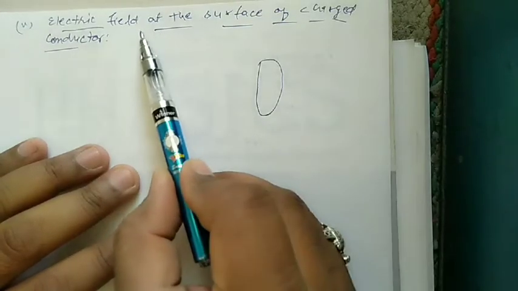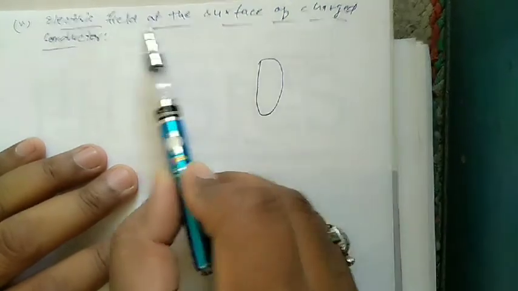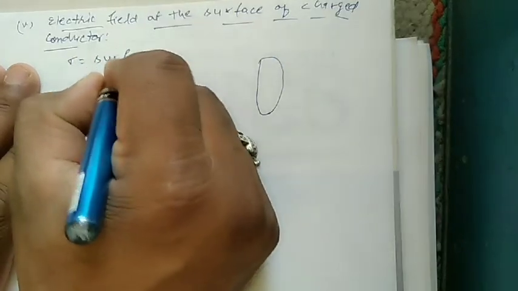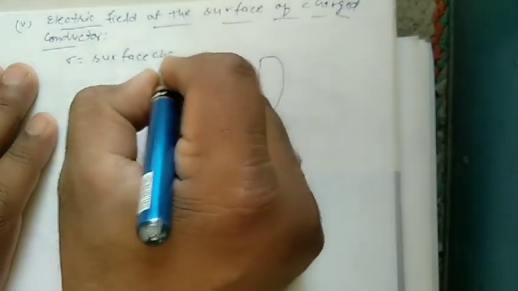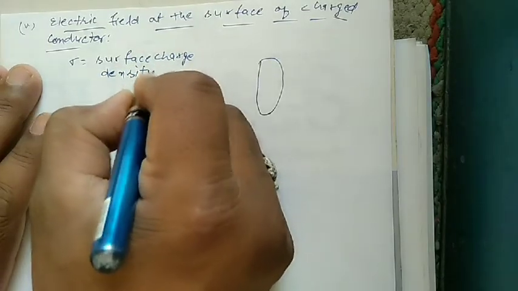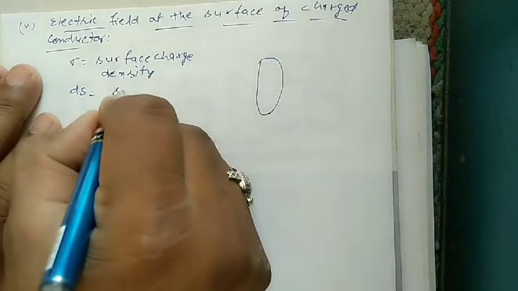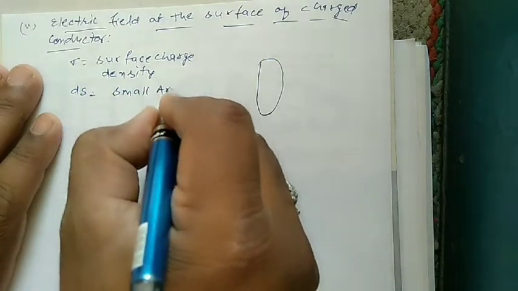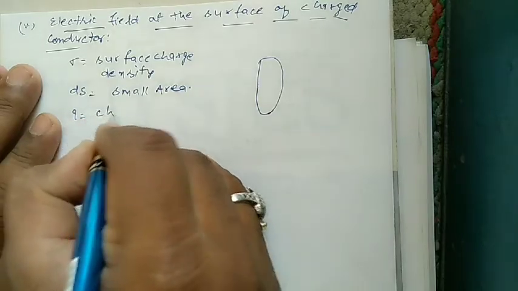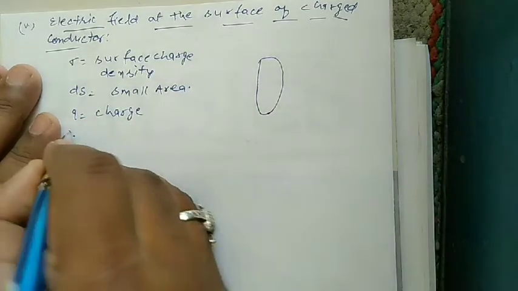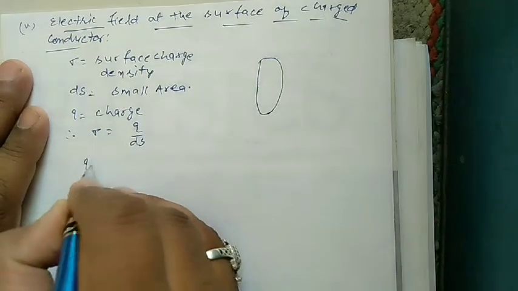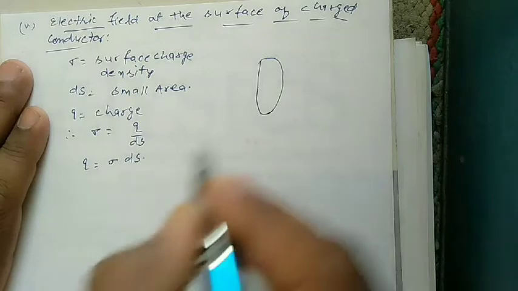Next property is electric field at the surface of charged conductor. Let sigma be surface charge density, ds is small area, and let q be charge. Therefore sigma is charge upon area, q upon ds, so q is sigma into ds.